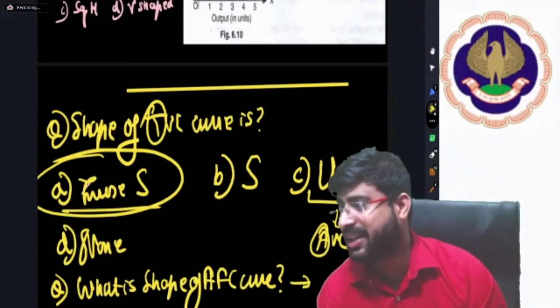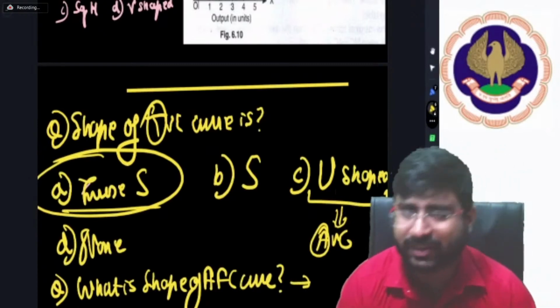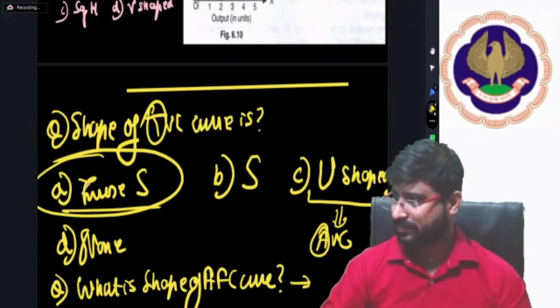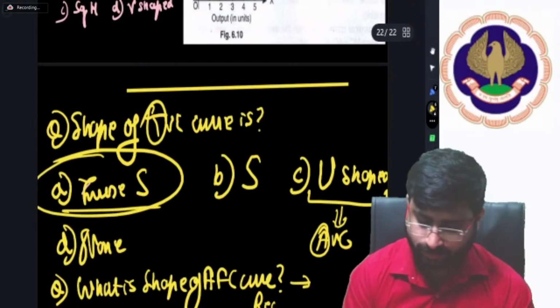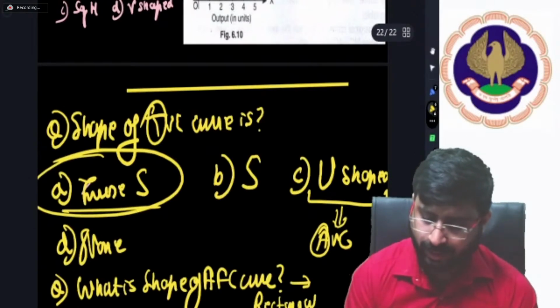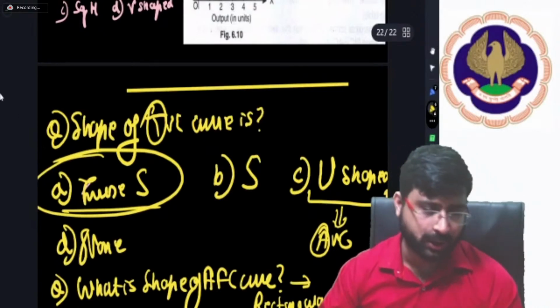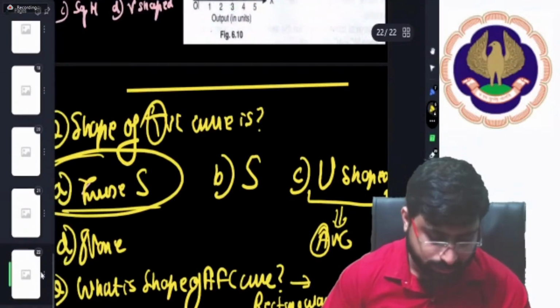AFC, AFC, AFC. As I can see, some very good and correct answers, in fact. It's called rectangular hyperbola. Rectangular hyperbola. Next question, let's try it out.